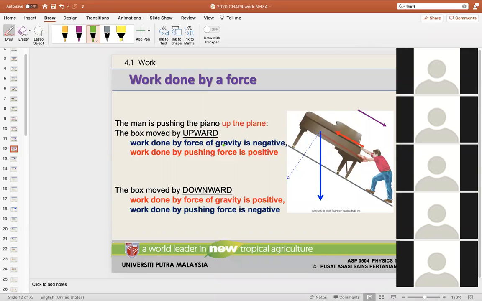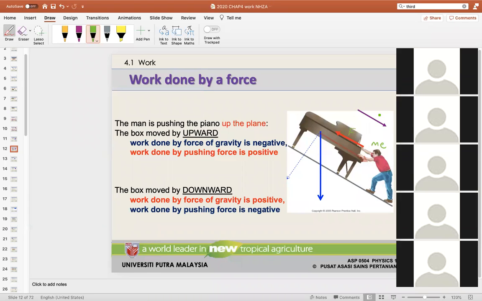Okay, so work done by a force. Let's see. I am pushing this piano. This is me. I'm pushing this piano by a force F. And the piano decides to slide down because I'm not applying enough force. This piano is too heavy for me. So instead of moving upwards, the piano is falling down.